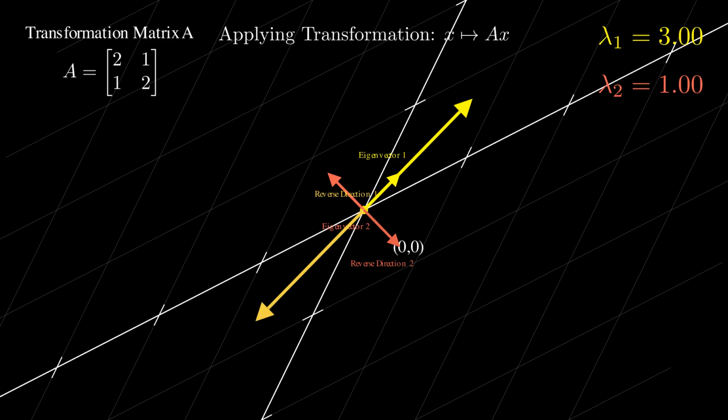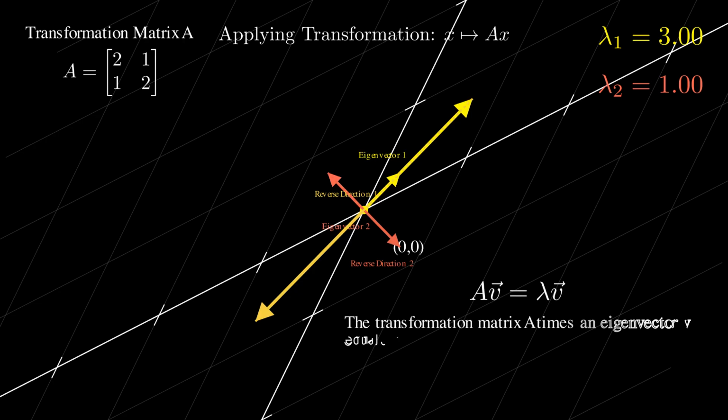The negative direction is just as valid an eigenvector as the positive direction. This symmetry reveals a fundamental property. Eigenvectors come in pairs of opposite directions. Each line through the origin in an eigenvector direction represents a one-dimensional eigenspace, where every non-zero vector along that line is an eigenvector with the same eigenvalue.